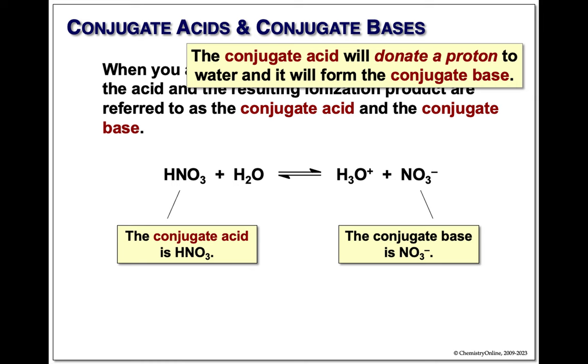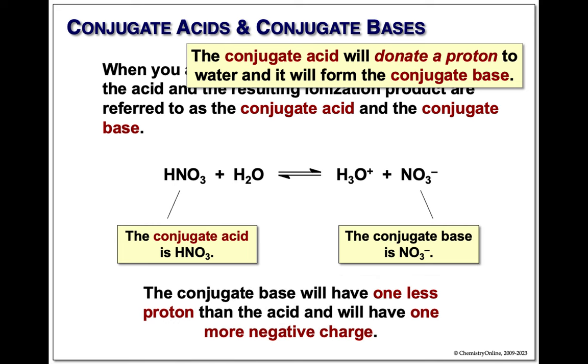Now, the conjugate base basically has one less proton. We lost our proton, and we have one more negative charge. That can differ, but this is basically what you get.